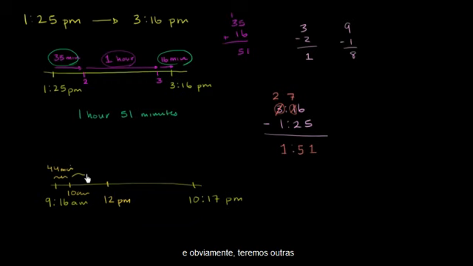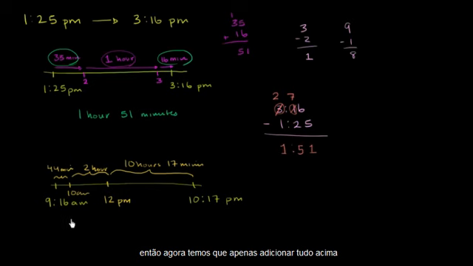And then obviously we have another 2 hours till noon. And then we have 10 hours and 17 minutes till 10:17 p.m. So now we just add everything up. We have 2 hours plus 10 hours, which is 12 hours. And then 17 minutes plus 44 minutes. So what's that? Let me just add it right over here.